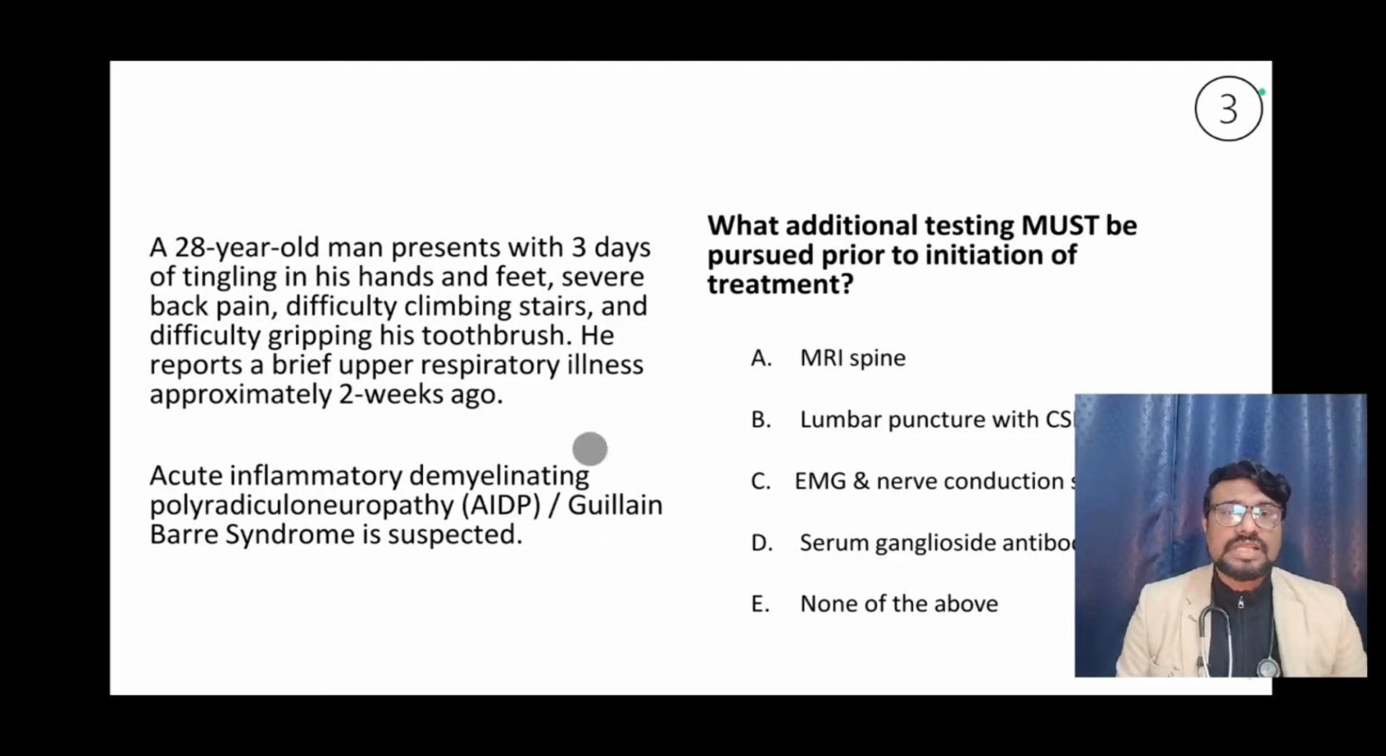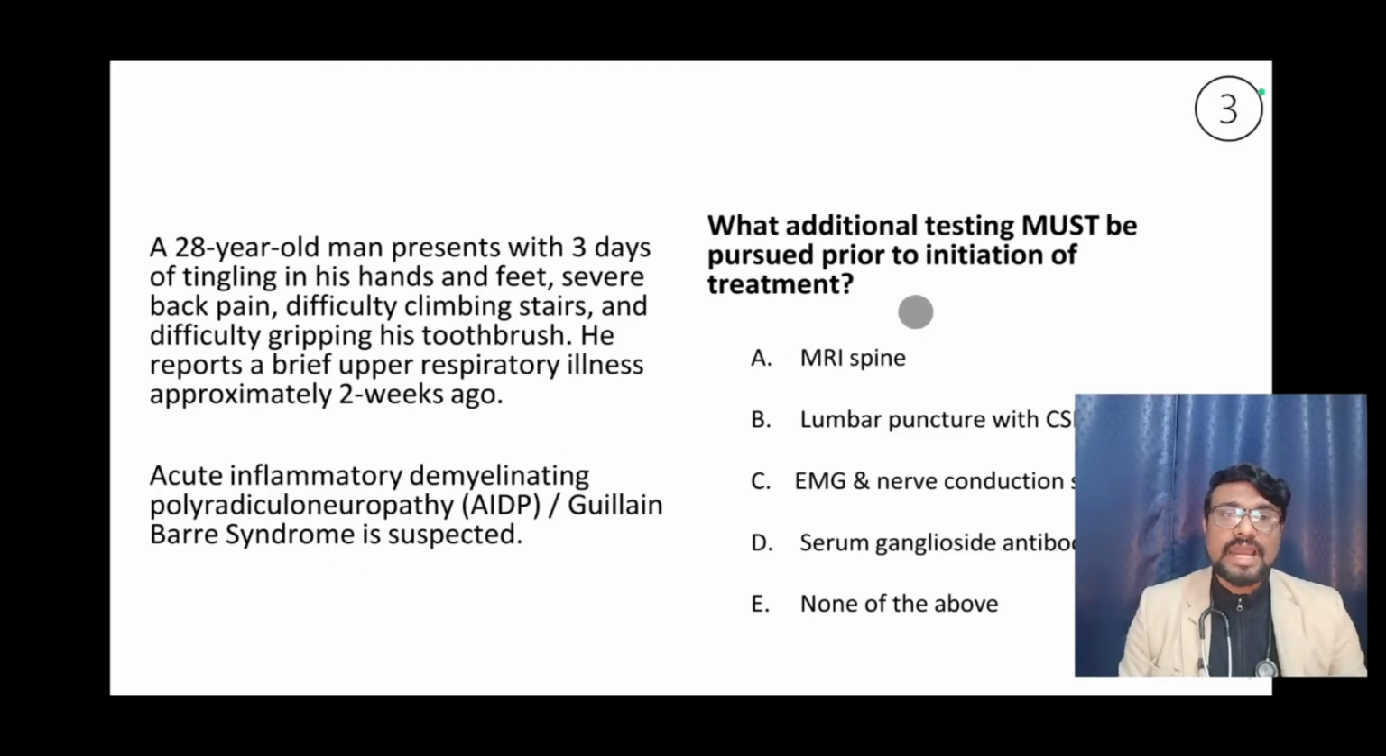Let us discuss another clinical case to understand another neuropathy. A 28-year-old man presented with 3 days of tingling in his hands and feet with severe back pain and difficulty climbing stairs and difficulty gripping his toothbrush. He reported a brief upper respiratory illness approximately 2 weeks ago. Acute inflammatory demyelinating polyneuropathy, AIDP or GBS, was suspected.